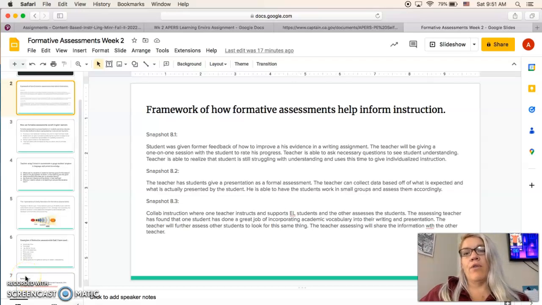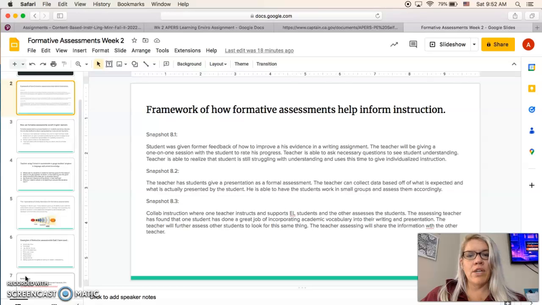This week we're talking about formative assessments. We were asked to look at the framework to see how assessments help inform instruction. So when we look at Snapshot 8.1, this was a writing assignment where a student was asked to give evidence. The teacher was able to go over and look at the assessment, which was the writing, and see if the student was actually meeting the goal of using evidence properly. The student was not, and so the teacher was able to go in and give individualized instruction.